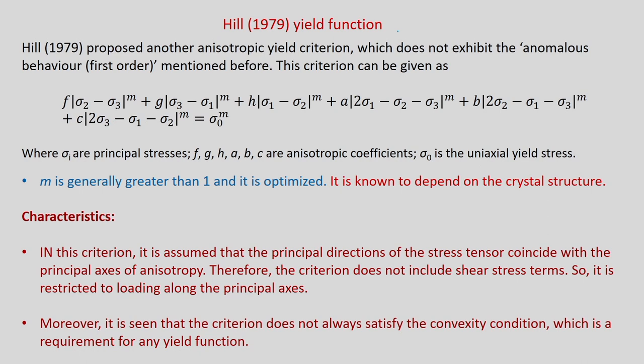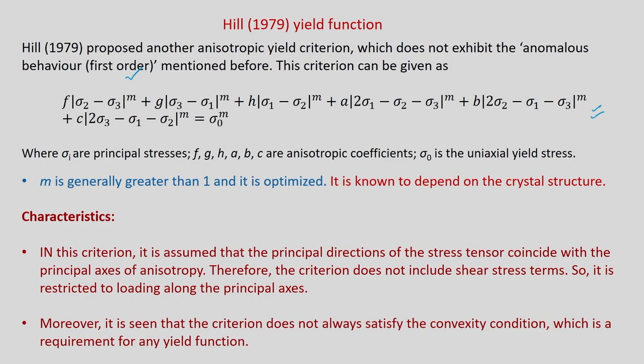So, Hill has proposed another yield function, Hill 1979, which does not exhibit the anomalous behavior first mentioned before. That means, though R is less than 1, your yield locus is going to be outside the von Mises yield locus, for aluminum alloys. To avoid that particular problem, he proposed another yield function, which is given here, a little bit complex, but the values are simple: F |sigma 2 minus sigma 3|^m, G, then |1 minus 3|^m, H |1 minus 2|^m, then you have a, b, c coming into the picture, equal to sigma naught to the power m.